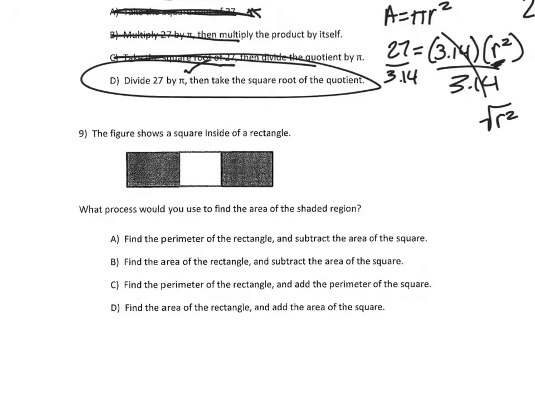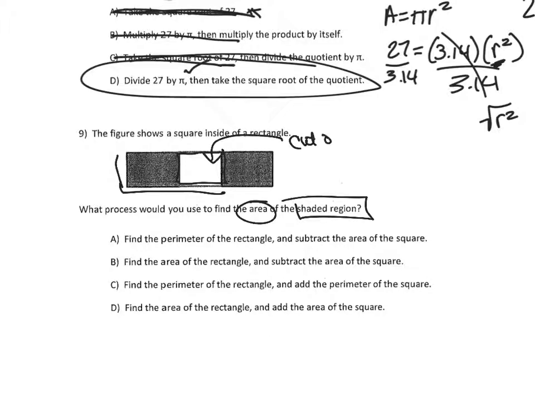Number 9, the figure shows a square inside of a rectangle. What process do you use to find the area of the shaded region? So remember, we were talking about how the white part, when you're given a composite figure, think of it as like they took a knife and they cut that little square out. It's like a window or something. So you would find the area of the whole shape and then subtract, because this is cut out. So you'd want to subtract whatever that white area is. And the process to find area, so keep that in mind.